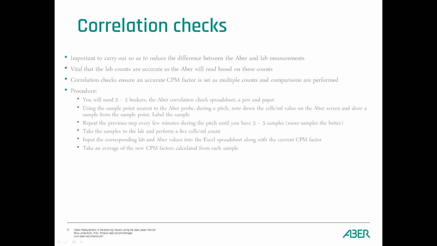The ABBA monitor will read as instructed based on offline counts and do so consistently. Therefore, ensuring the accuracy of the offline counts is imperative to effectively set up the system. The correlation checks ensure that an accurate CPM factor is acquired by performing multiple counts and comparisons, building up a robust and reliable dataset, and then taking an average CPM factor. Let's go through this in a little more detail.